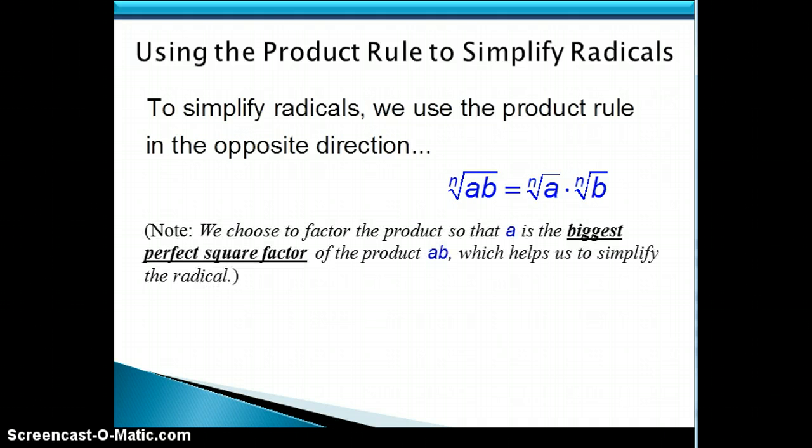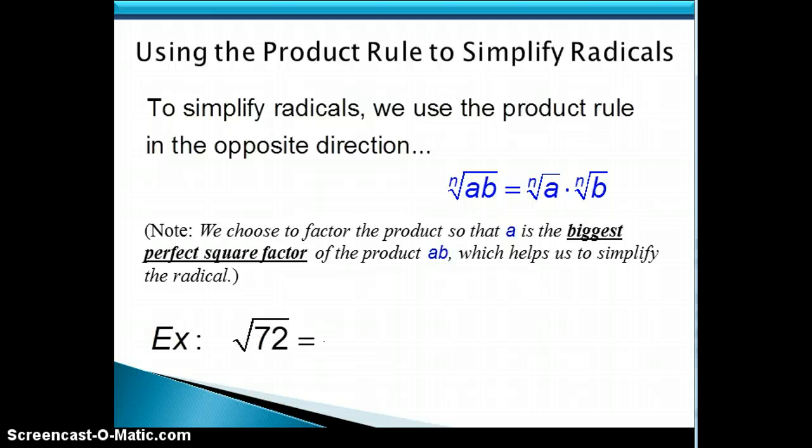And we're going to choose the factors of that product so that a is the biggest perfect square factor of the product ab, and this helps us to simplify the radical as much as possible. So again, you're trying to think of what is the biggest perfect square factor of the product, and that's going to be your first factor.